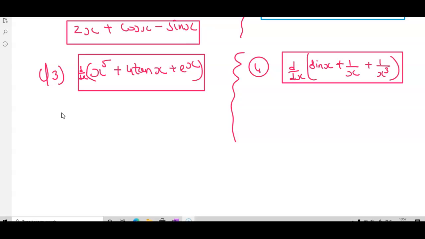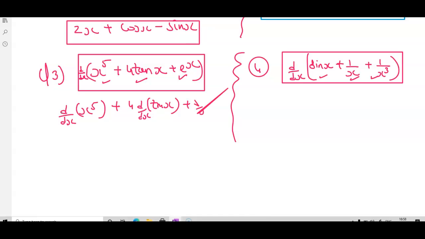Now as you can see on the screen, we need a derivative of x to the power 5, 4 tan x, e to the power x, then we need a derivative of sin x, 1 upon x and 1 upon x cube. Now this can be formulated like this: 4 has to go on the outside of the derivative because constant has nothing to do with the derivatives.